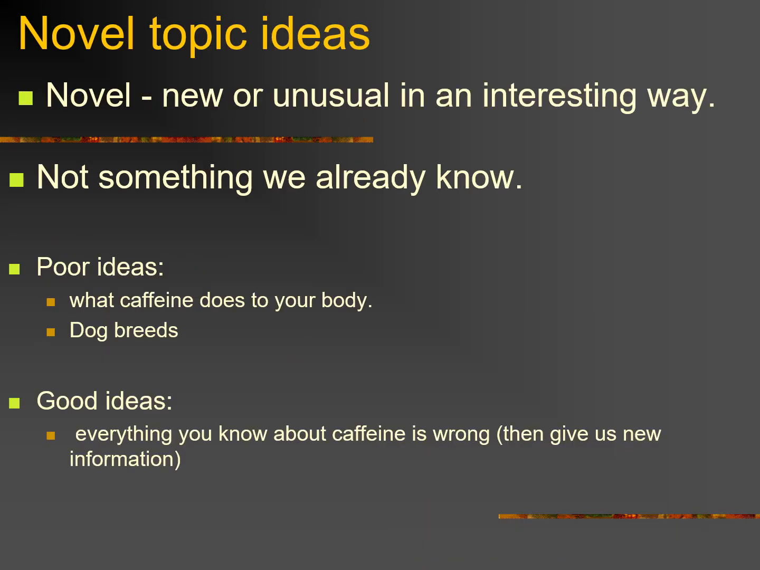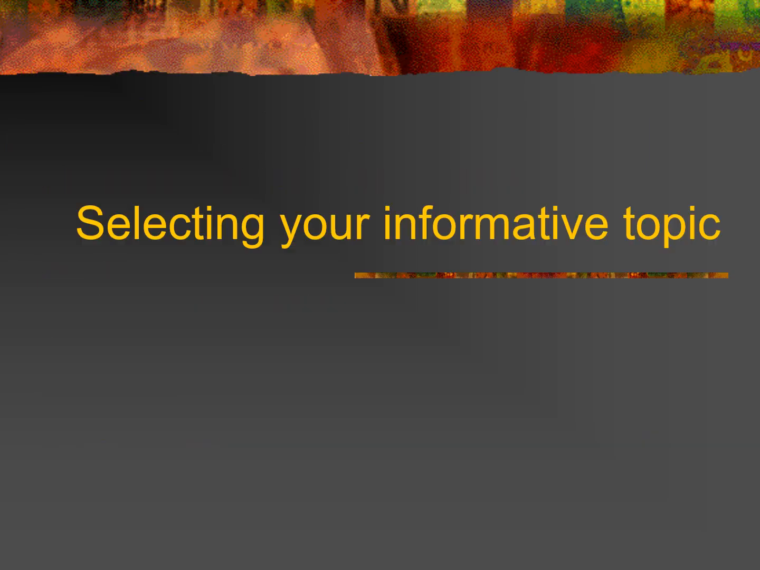Thinking again about your topic ideas, they should be novel, meaning some new information or something that's unusual, presenting it in an unusual, interesting way. So it's not rehashing information we already know. Its topic idea is something that is appropriate for this audience, their age, their college students. So what does caffeine do to your body is not particularly interesting because we already have the basics of that. Dog breeds, not particularly interesting. A better idea, if you want to talk about caffeine, it would be something like, everything you know about caffeine is wrong, and then give us new information.